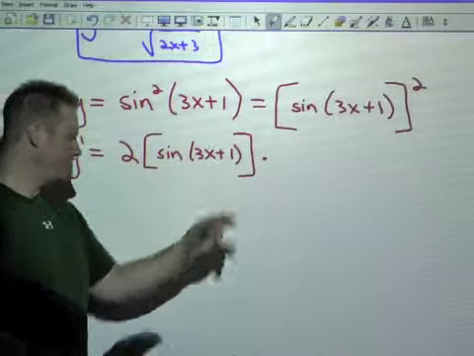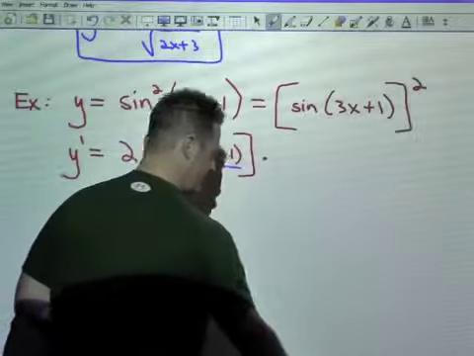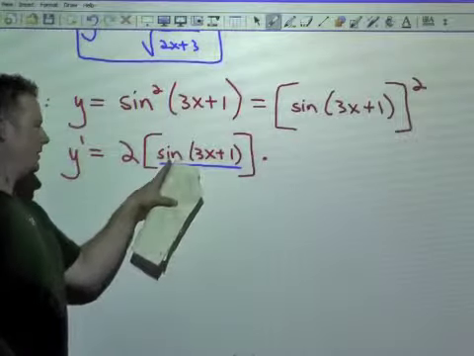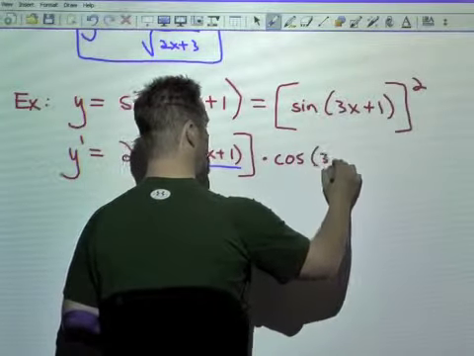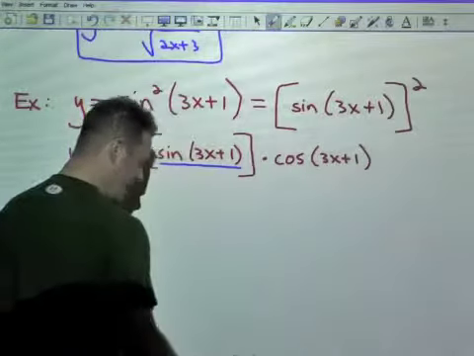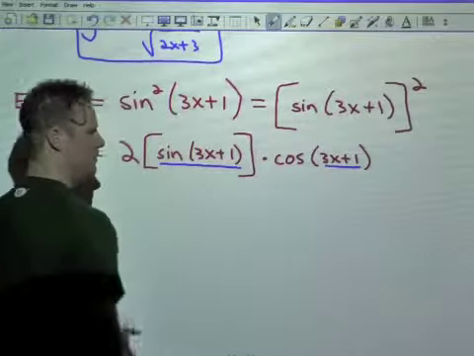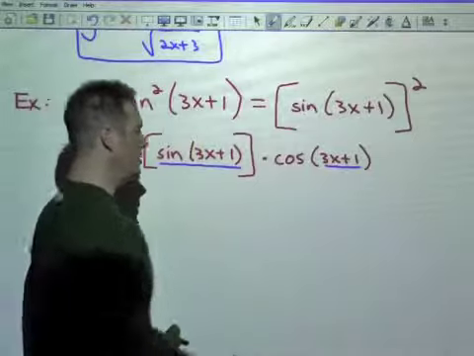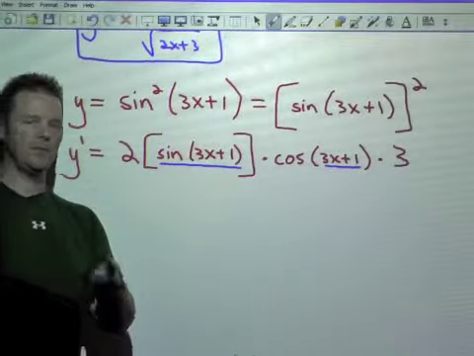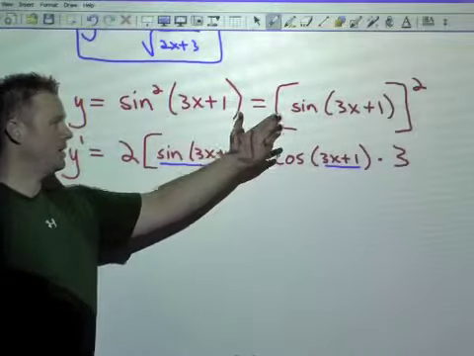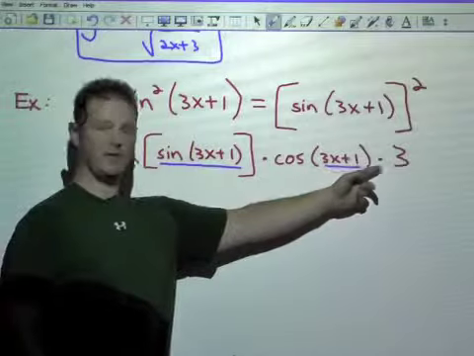So the derivative of the inside function is going to be the derivative of sine, which is cosine, of 3x plus 1, times the derivative of the innermost function. The derivative of the 3x plus 1 is 3. So there's 2 multiplication adjustments you need to make on this function. One for the first level and one for the second level.